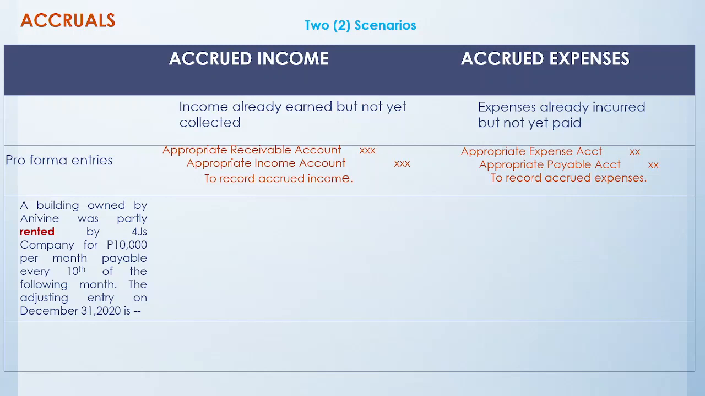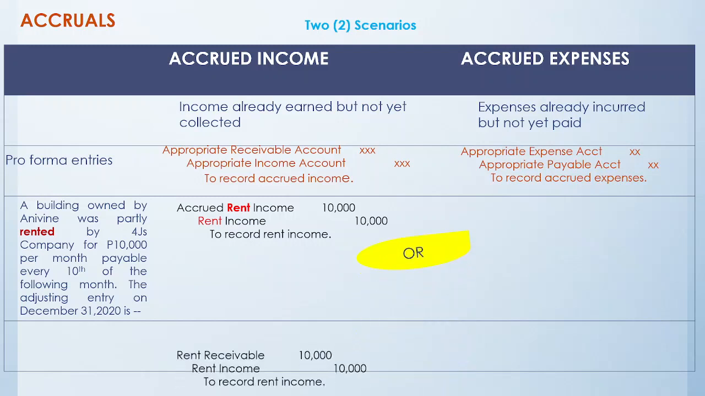You can observe that 2020 and 2021 are two different and separate accounting periods. On the part of Annie Vine, the revenue was already earned in 2020, although collection will be received in 2021. On the part of Forges Company, the rental expense was already incurred in 2020, but payment will be made in 2021. Therefore, Annie Vine should record the income earned, although it is not yet received, by debiting accrued rent income $10,000 and crediting rental income $10,000, or we can have this entry.